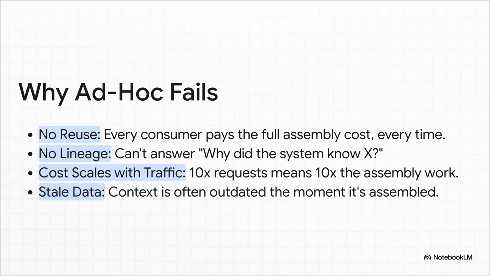And this whole ad hoc approach just completely falls apart when you try to scale it. I mean, think about it. There is zero reuse. Every single time, you're paying the full cost to assemble that context. Then there's lineage, or the lack of it. You can't even answer a simple question like, hey, why did the AI know that? It's a total black box. And the killer? Your costs are tied directly to your traffic. 10 times the users means 10 times the work, 10 times the cost. It's not sustainable. No way.